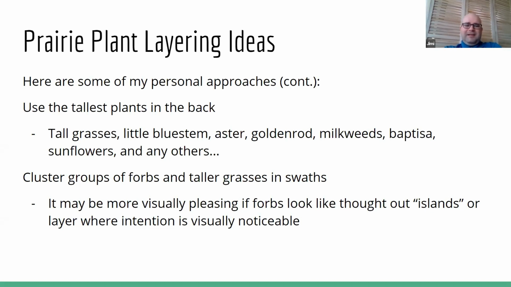Another way to approach this is to cluster the groups of forbs, your wildflowers, and taller grasses in just swaths. It may be more visually pleasing if the forbs look like thought out islands of little areas in each layer. So that way it is more intentional. And that doesn't mean it has to be one species per island. Just put maybe similar height or similar color plants to create some of these islands. And that way the design intent's there, and you might get less negative feedback because the site's going to look more natural.